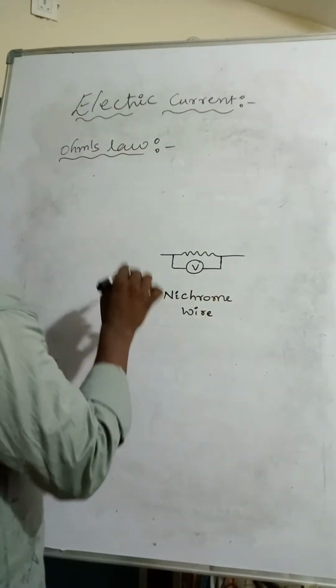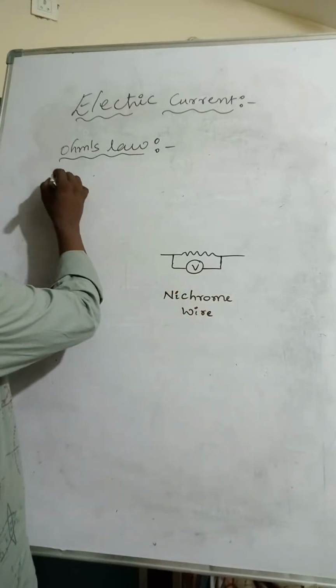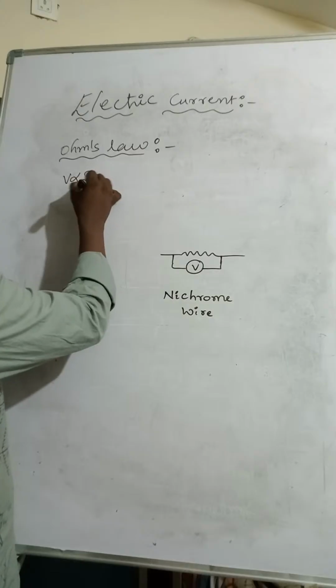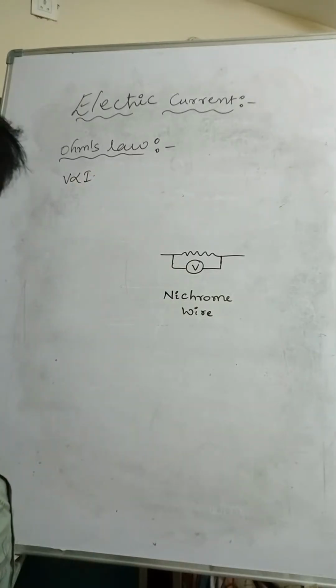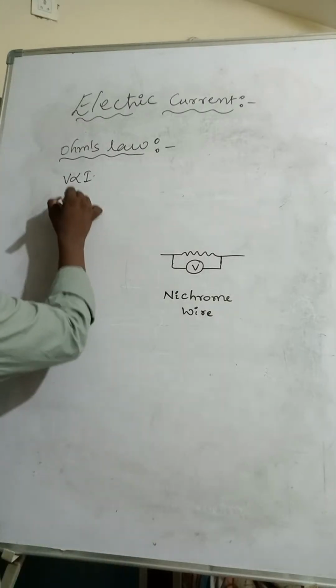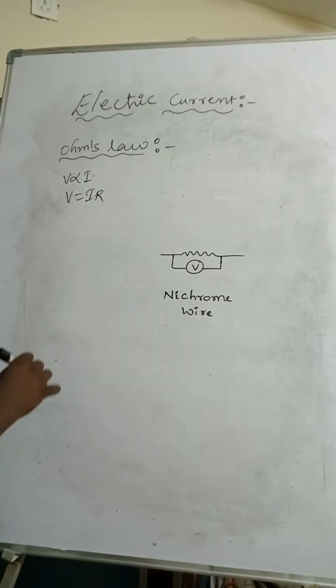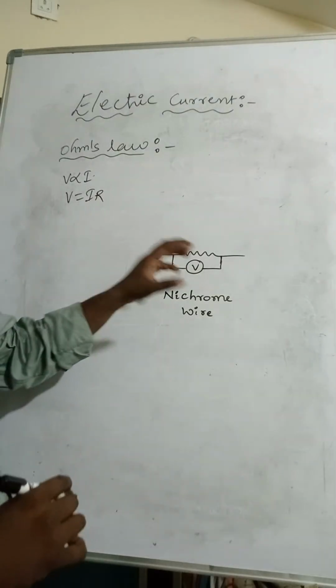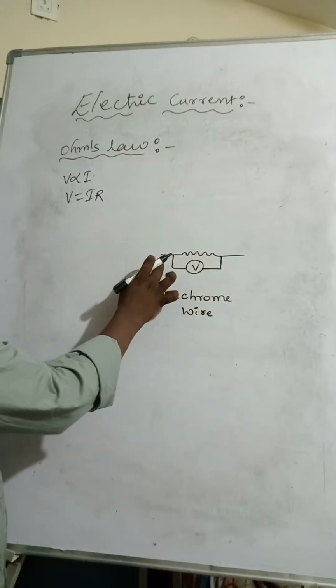The potential difference across a metallic wire is directly proportional to the current flowing through it. So V is directly proportional to I. V equals IR. This statement is about the potential difference across a metallic conductor, or metallic wire.